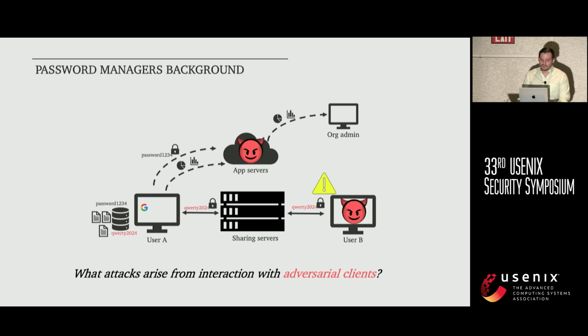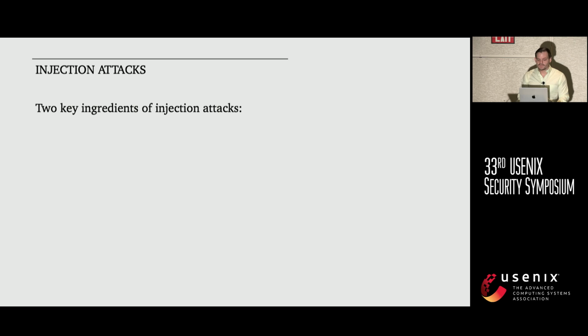In particular, what happens when the victim is interacting with other malicious application clients? Does, for example, having shared credentials with a victim potentially open the door to new attacks? So these questions are the starting point for a threat model. This brings us to the notion of injection attacks. Our threat model is underpinned by 2 key assumptions.